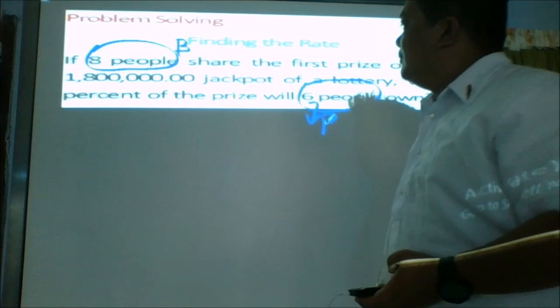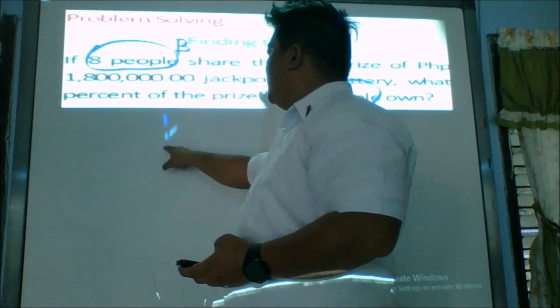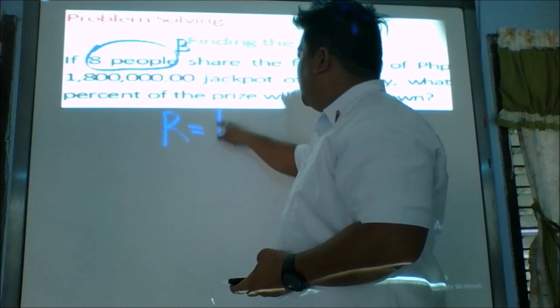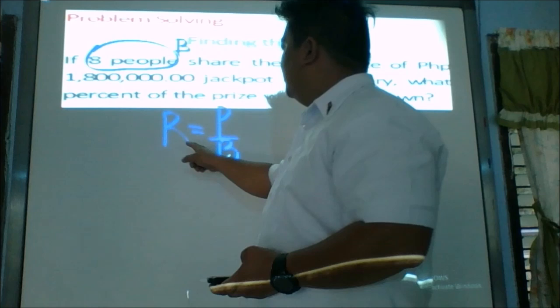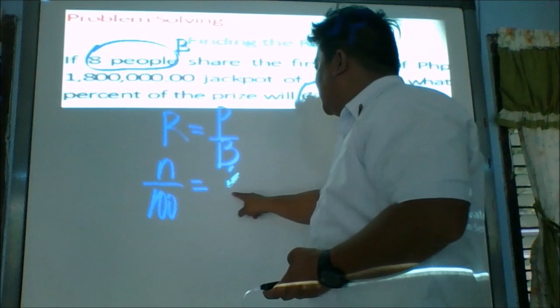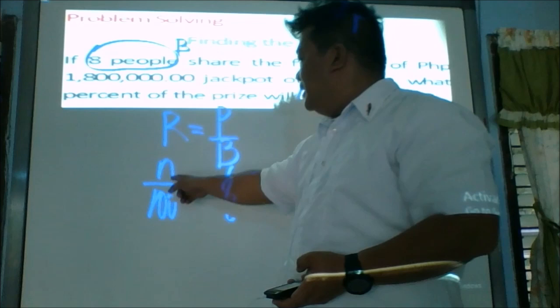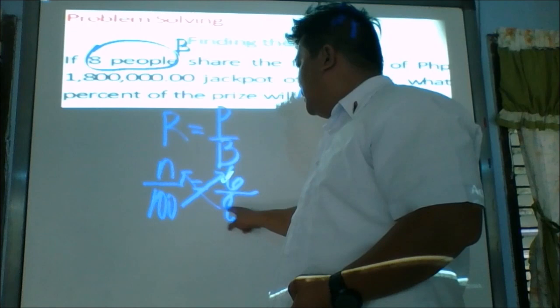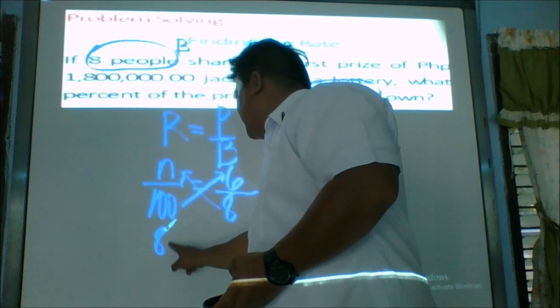The formula for finding rate: rate is equal to percentage divided by the base. So rate is equal to n is to 100. Percentage is 6, base is 8. To find n, we will cross product. 8 times n is equal to 8n. Then 100 times 6 is 600.